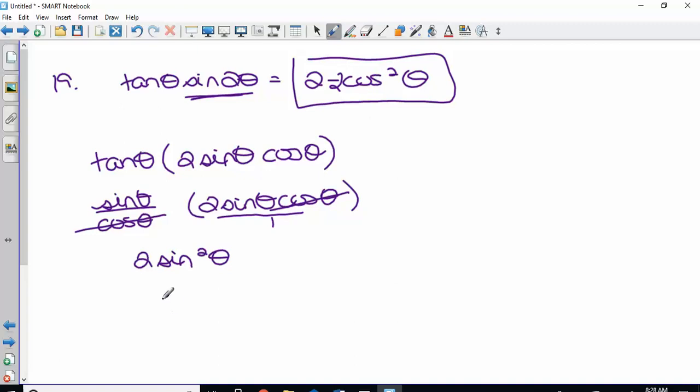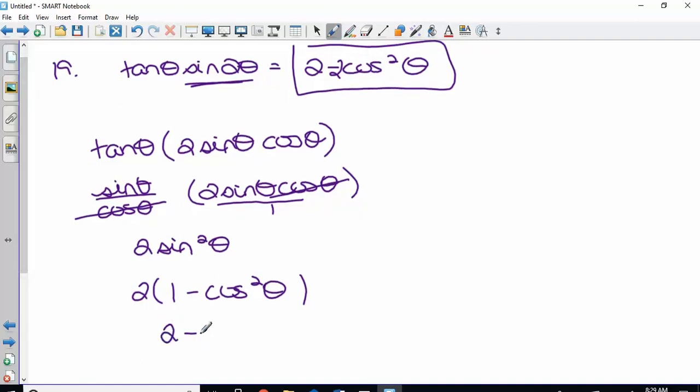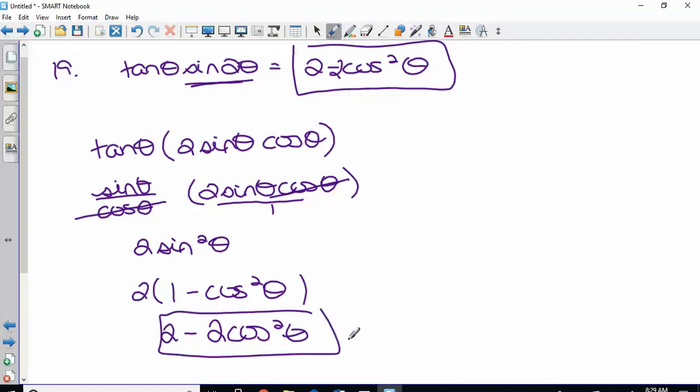So if I'm looking at this, I have sine squared theta, but my goal involves a cosine. So I can replace sine squared theta with 1 minus cosine squared theta. And then how am I going to get to where I need to go? Distribute. So you get 2 minus 2 cosine squared theta. If you hadn't figured that out, you could have always worked the other side and seen if you could get it to the same point. So that's always an option. Are you okay with that one?